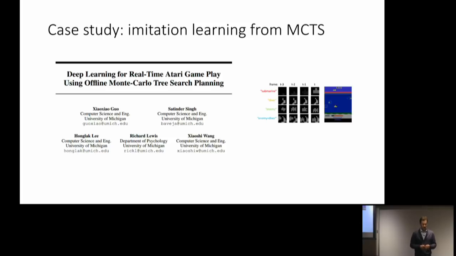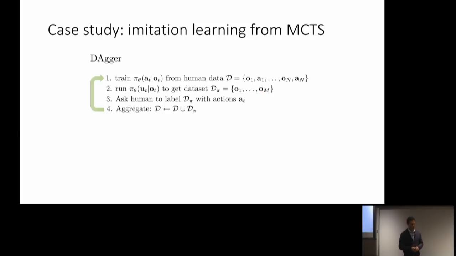If you want to see an example of a paper that used MCTS in a reinforcement learning setting, this is a fun paper to look at by Guo et al. What this paper does is it trains policies to play Atari games, but uses MCTS to supervise that policy. So MCTS devises a plan to play the game, and then a neural network policy is trained to imitate that plan using an algorithm that we already learned about called Dagger.